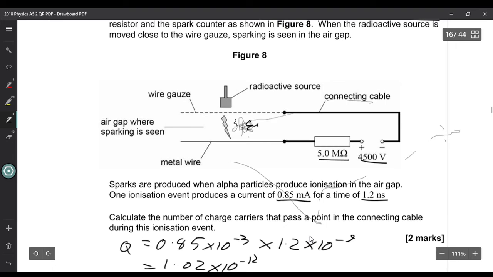Okay, so ionization occurs for distances less than 3.5 centimeters. Once the source gets within 3.5 centimeters of this gap, we get charge carriers liberated in the gap. Once there are charge carriers liberated, the resistance in the gap is lowered, and that allows current to flow across the gap.